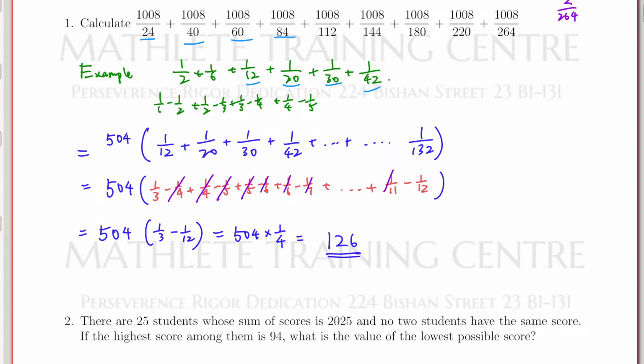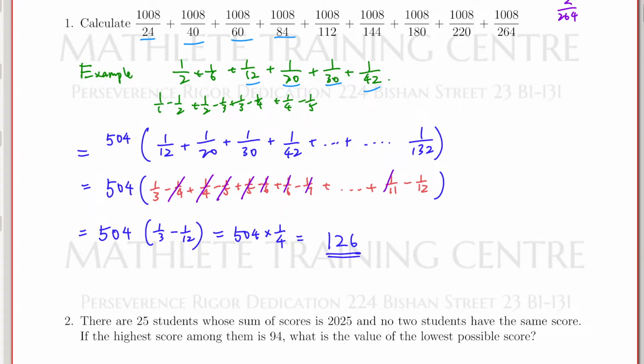Okay, let's take a look at question number 2. Question number 2 tells you this. There are 25 students whose sum of scores is equal to 2025 and no two students have the same score. If the highest score among them is 94, what's the value of the lowest score?